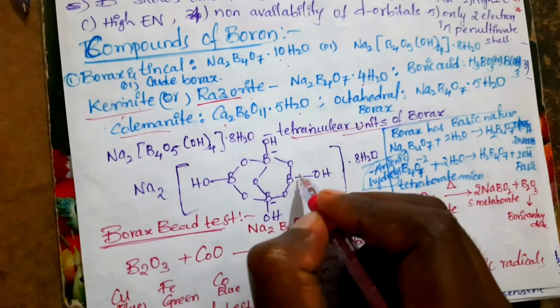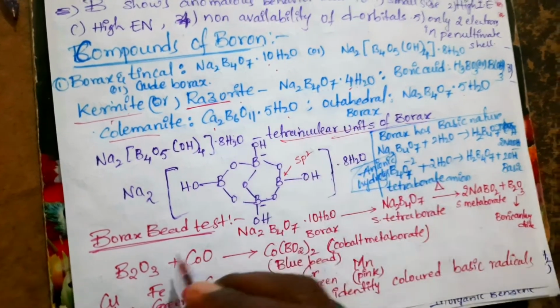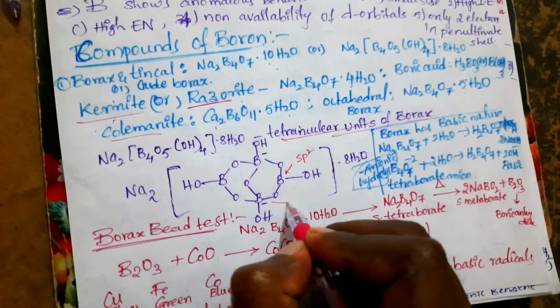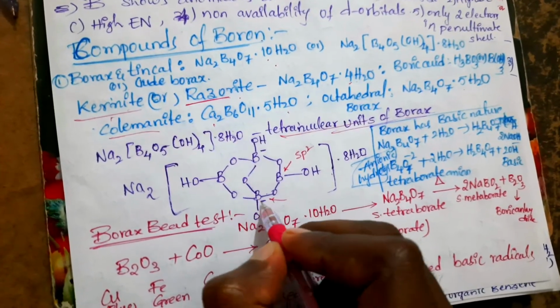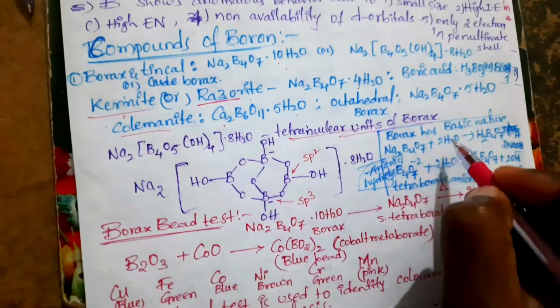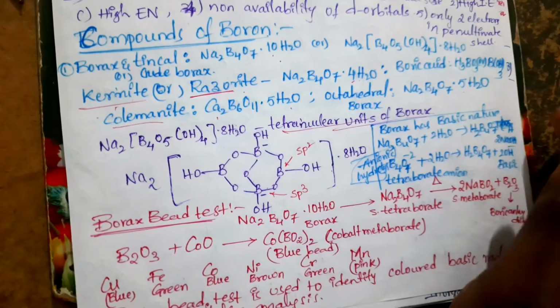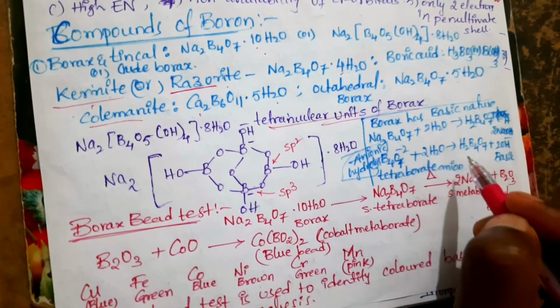And also here two types of boron atoms are there. This boron atom participates in sp2 hybridization. Now this boron atom has how many sigma bonds here? 4. So it participates in sp3 hybridization. Okay, now borax has a basic nature because on hydrolysis it undergoes what? Anionic hydrolysis.